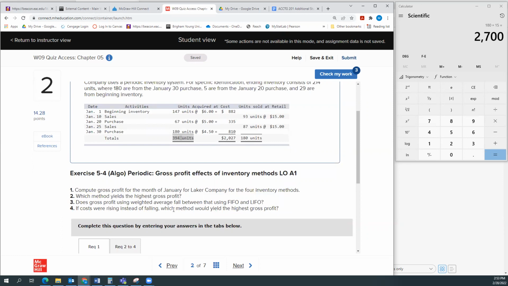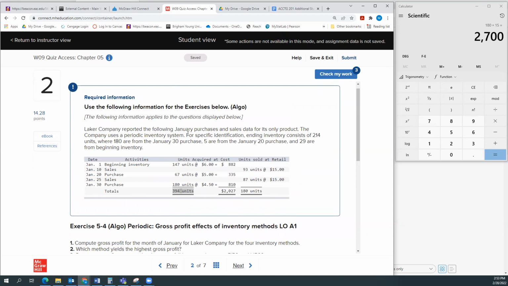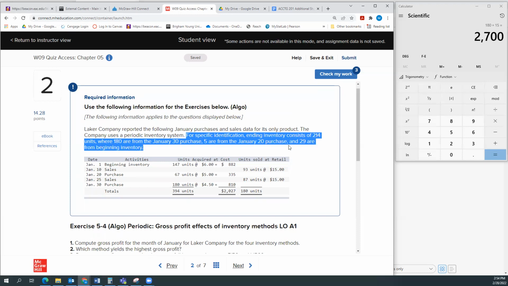So we're going to need more information, and it tells us for the specific identification, ending inventory consists of 214 units, where 180 are from the January 30th purchase, 5 are from the January 20th purchase, and 29 are from beginning inventory. Well, they're not making it easy on us here.